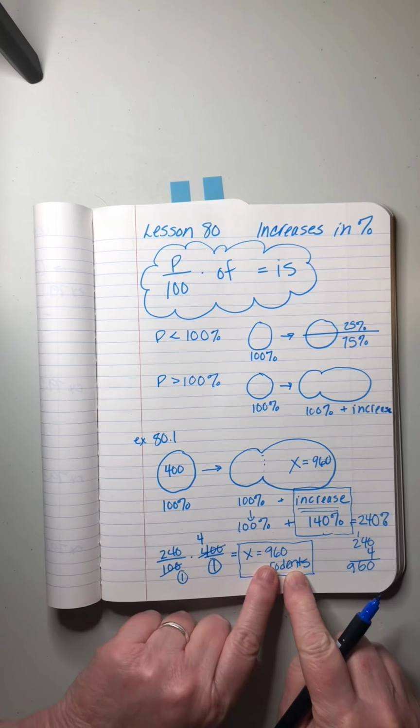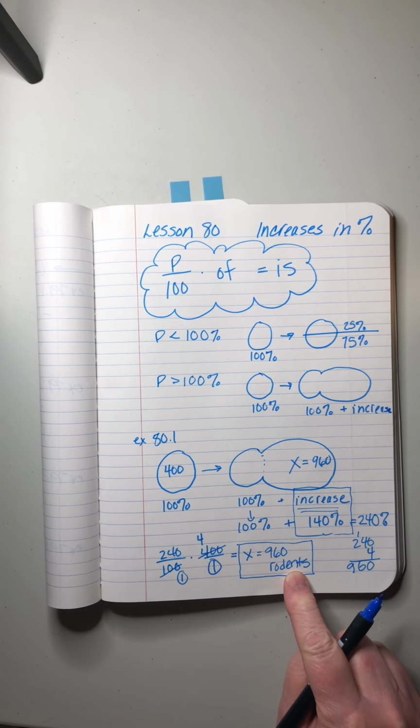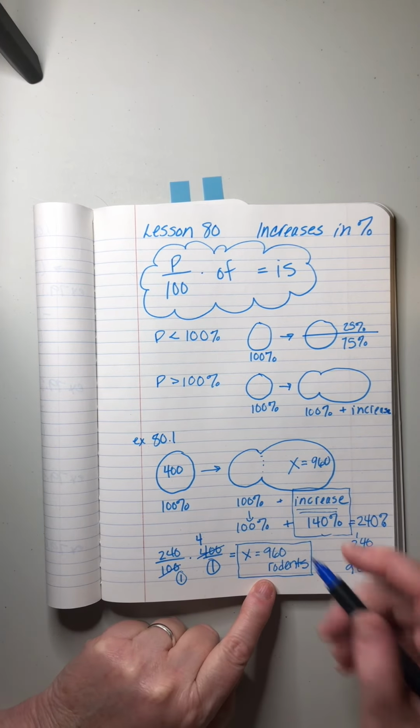but this is not the answer. I know I put a box around it. I shouldn't have done that. The answer is what is the increase? What was the rodent? Oh no, it says what was the rodent population now? Okay, so this is the right answer.